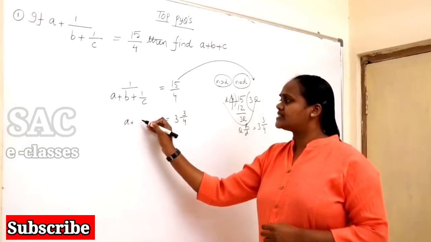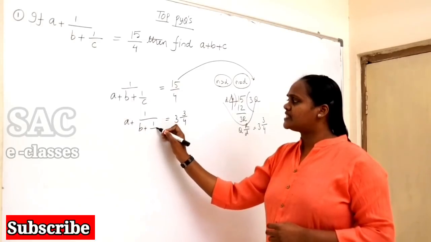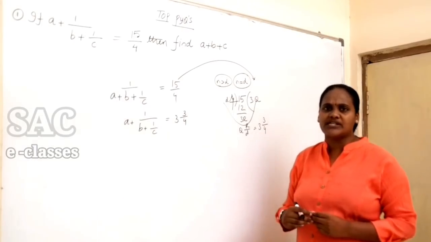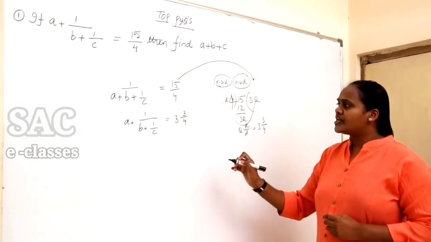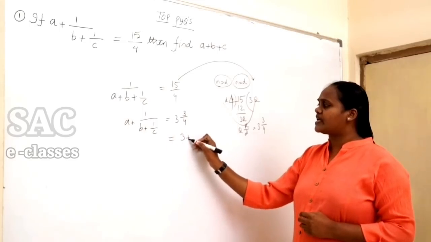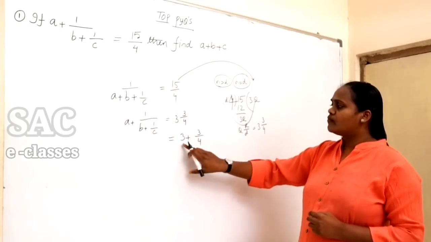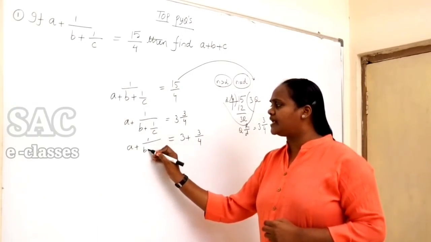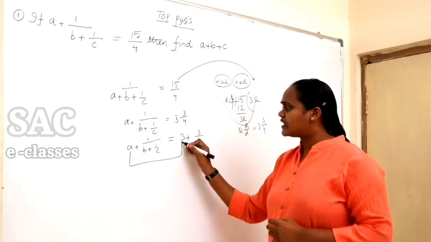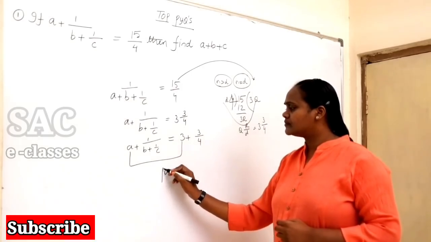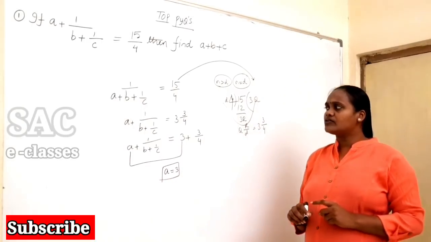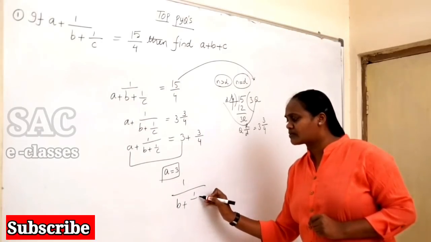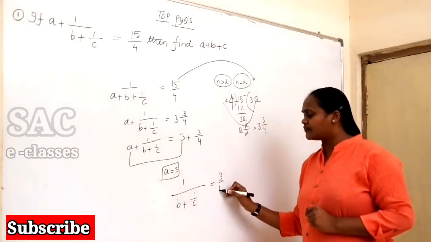But what is the reason we need to express it in terms of a successive fraction? I expressed the given one in the form of a mixed fraction because every mixed fraction can be expressed as a whole plus a fraction. So A plus 1 by B plus 1 by C, with A equal to 3. We got the A value. Now what is the leftover? 1 by B plus 1 by C equals 3 by 4.